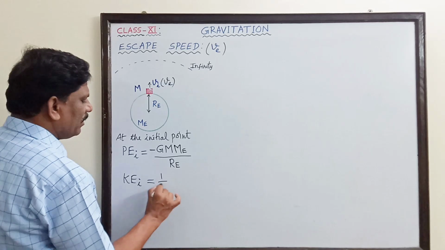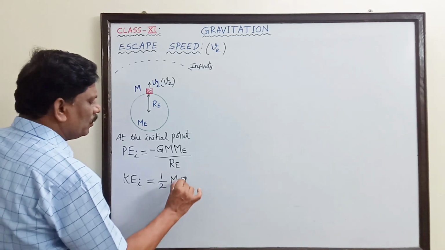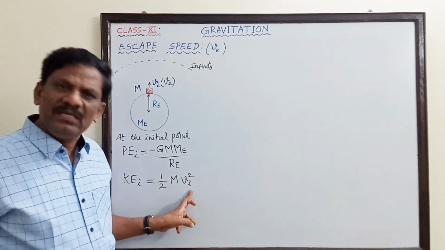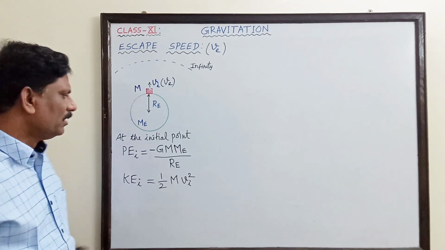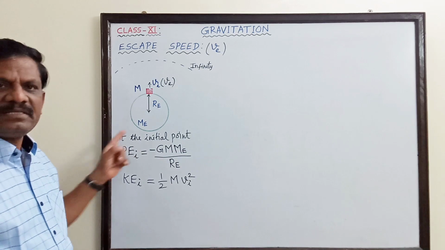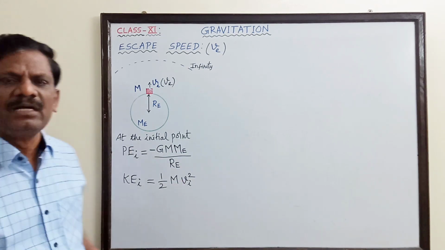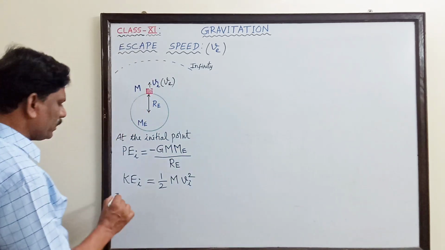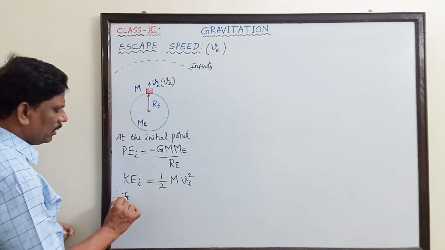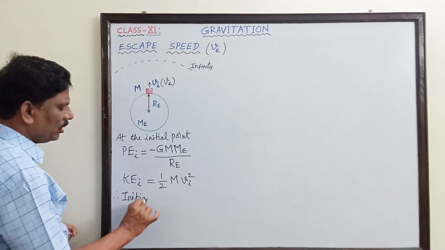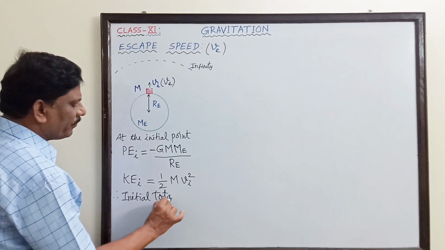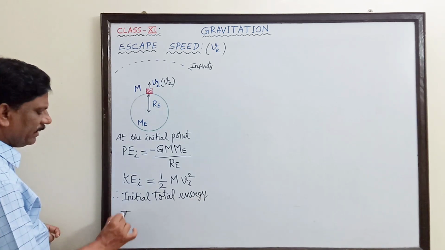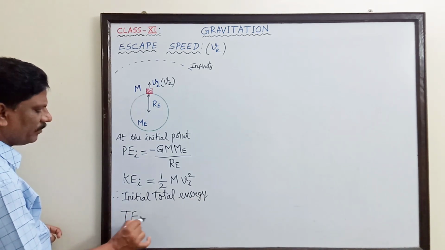So this is half m vi square, or you can also write it as ve square. So what is the total energy at the initial point? That is called the initial total energy. Understand? Therefore, the initial total energy is denoted by the symbol TE initial.